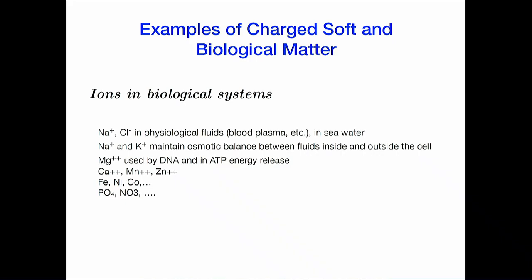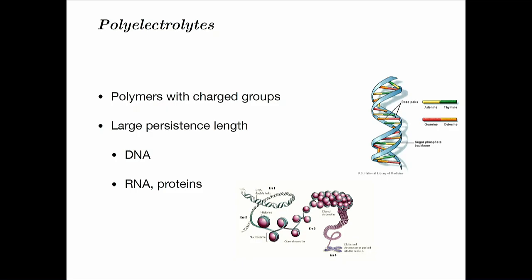There are magnesium ions, which are very important to regulate the behavior of DNA and of chromatin. They are divalent ions, very important. You have also all kinds of other compounds, ions, which are present in biological systems. The examples of polyelectrolytes: polyelectrolytes, as I said, are polymers which have charged groups. The most well-known example is DNA and also RNA, proteins. What is important to know is that because you have all these charges along the chain, the chain is very rigid. It has what's called a large persistence length. So locally, it is like a tube. And therefore, we will study how the ions around a cylinder behave in a system like this.